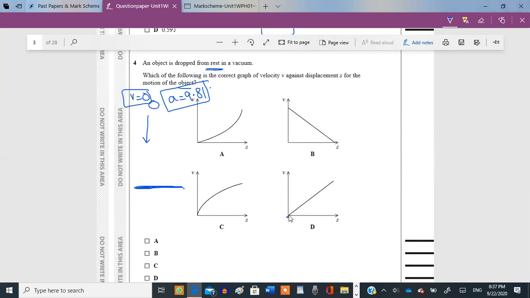So the graph has to start from 0. It's either going to be A, C, or D. And since the acceleration is constant, acceleration represents the gradient of velocity time graphs. Therefore, the gradient of the graph is going to stay constant. So it's option D. Okay.